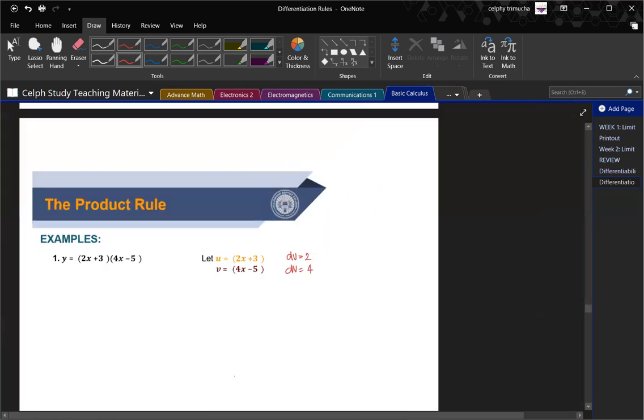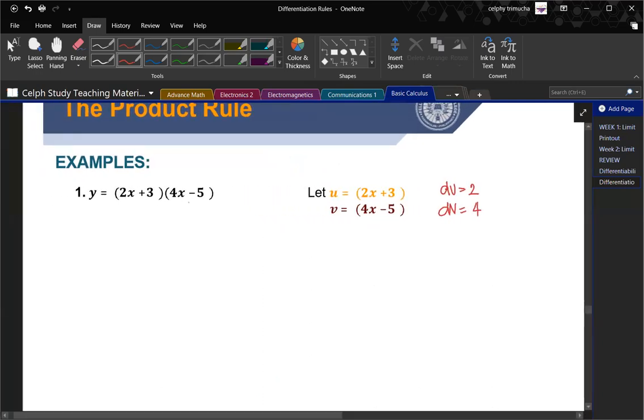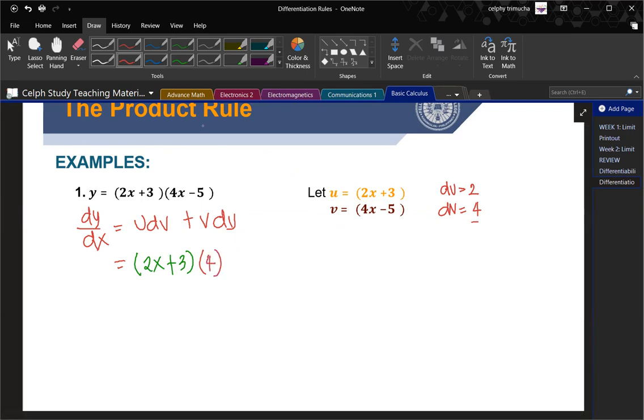And then amo pag-perform naton sang operation, substitute naton siya sa u dv plus v du. So we have dy over dx is equal to u dv plus v du. So u naton, capital lang. We have 2x plus 3. Then, multiply naton sa dv, derivatives ng v naton which is 4. Next, we have plus v naton which is 4x minus 5.